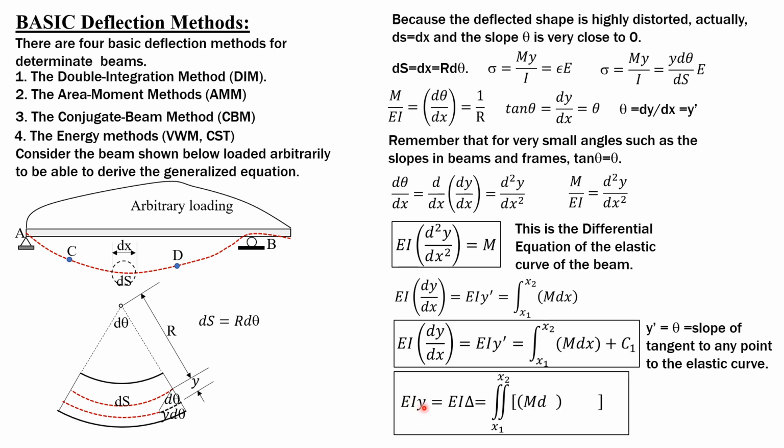Integrating further, we have EI y, or EI times the deflection, equal to the double integral of M dx plus c sub 1 x. So this represents the equation of the elastic curve. This one is the differential equation of the elastic curve, and this is the solution. So y represents the deflection from the horizontal x-axis. If it is negative, then it is below; if it is positive, then it is above the x-axis. That's the meaning of that.